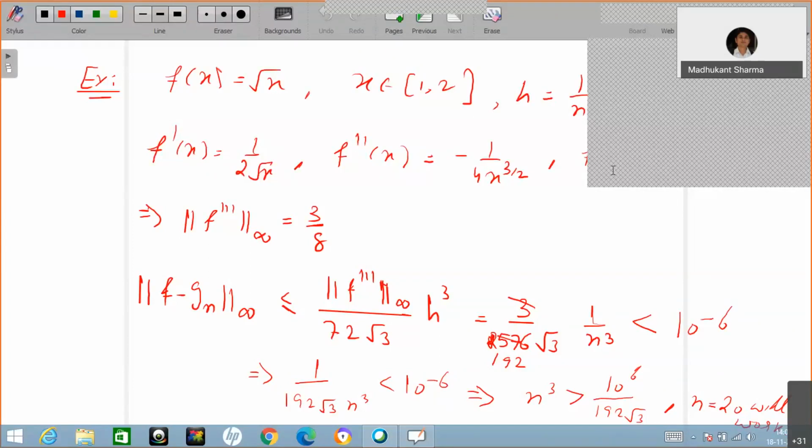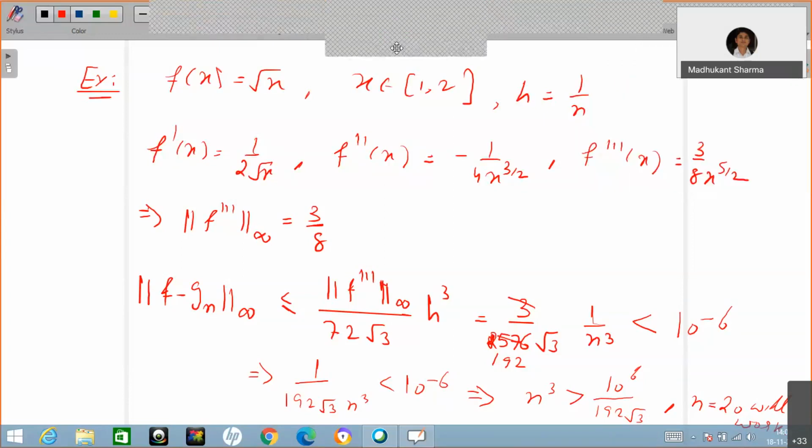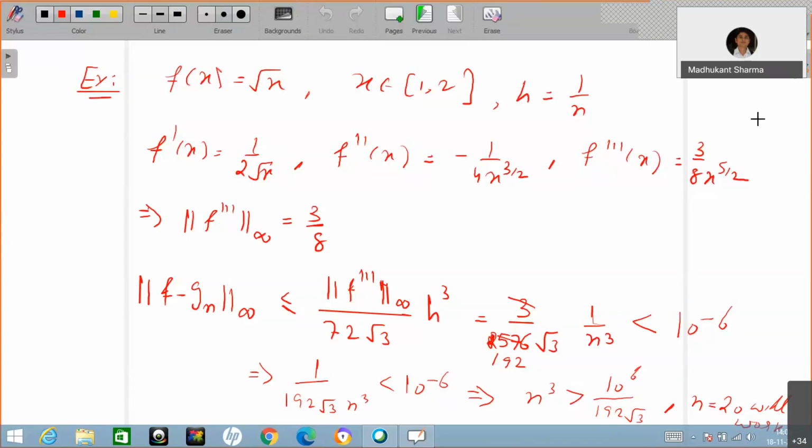So we were doing the piecewise interpolation. And we have completed so far the piecewise linear interpolating polynomial and piecewise quadratic interpolating polynomial. Now, next we are going to look at the piecewise cubic interpolating polynomial.